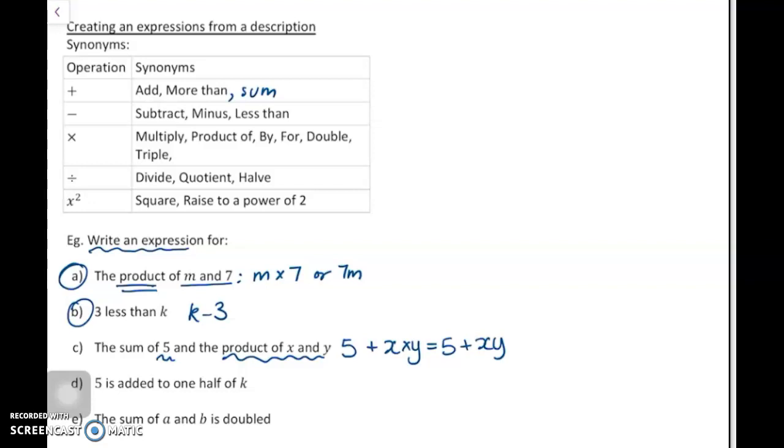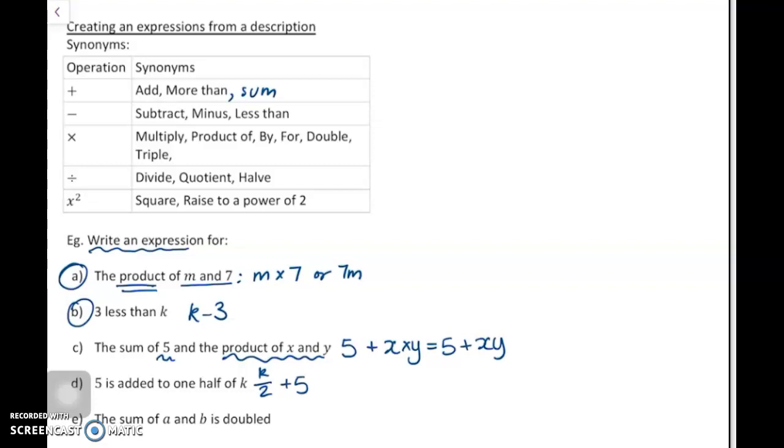The next is 5 is added to 1/2 of k. So we have 1/2 of k and we're adding 5 to it. And here, half just means divided by 2. And so 1/2 of k is k divided by 2, and then we're adding 5 to that. And that's our expression here.